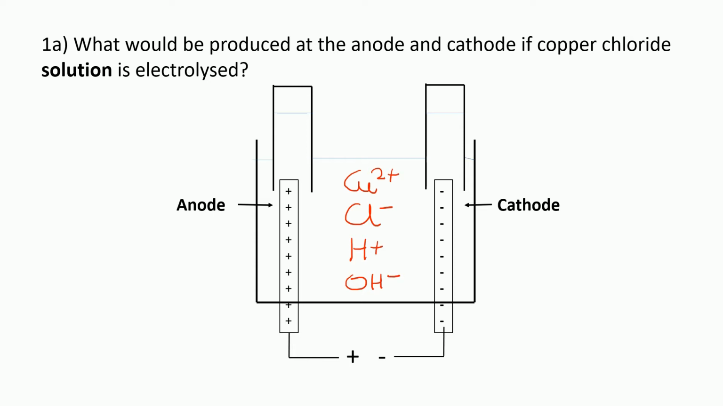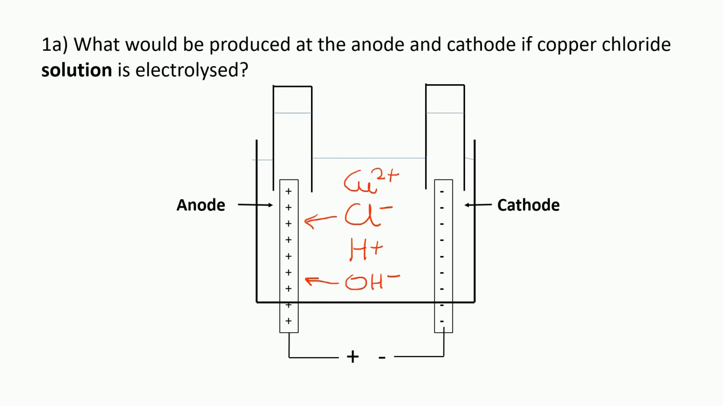So now I can work out what moves towards the anode. We remember that opposite charges attract. So going towards the positive anode, we're going to have the chloride ions moving that way and the hydroxide ions moving that way. So the next thing we need to work out is what will be produced at that side. Will it be the chloride or something to do with the hydroxide?